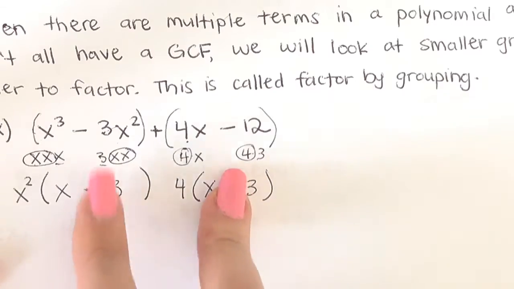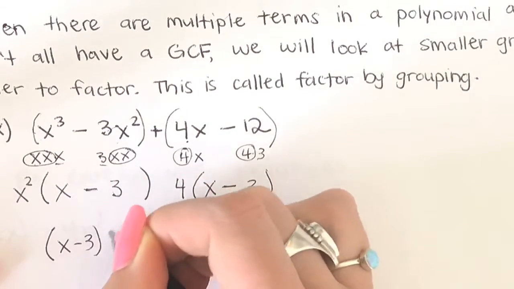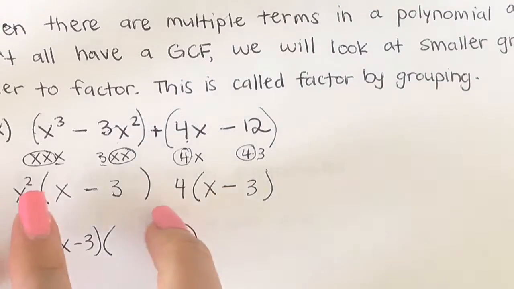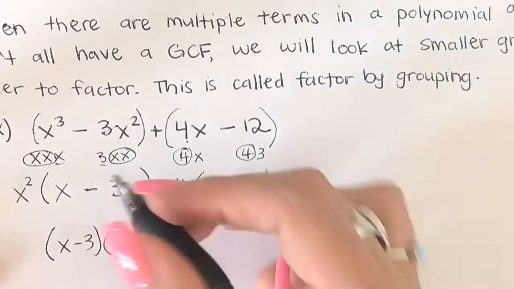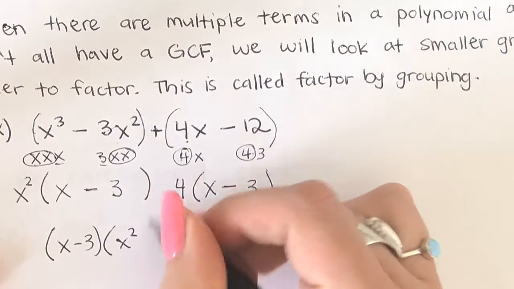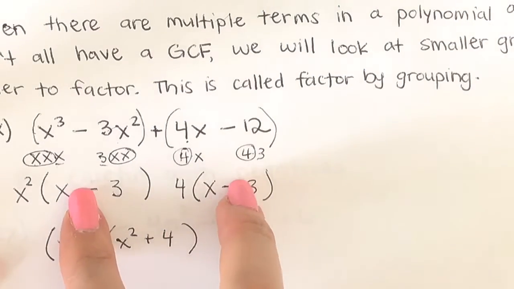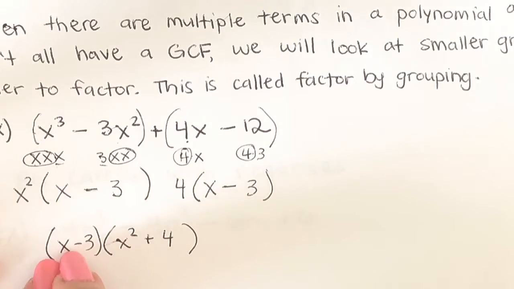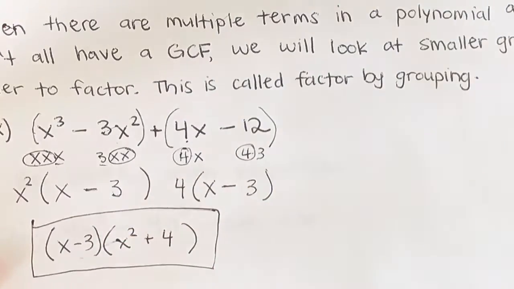They both have an x minus 3. So I'm going to bring that x minus 3 to the front, and then whatever was left over, the x squared and the 4, go inside the second group. So we get x squared and 4. And because this is a positive 4, we're going to put a plus there. So they both had an x minus 3, so we're taking that out front. That's what they share. That's your common factor in the front. And then the leftover pieces go on the inside. And you're done. So that would be your answer.